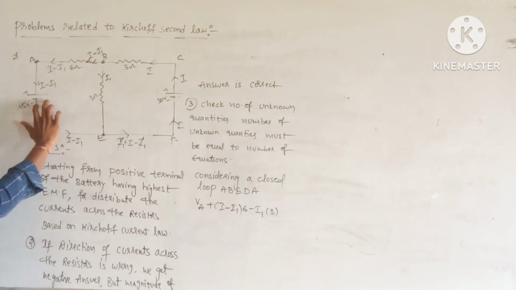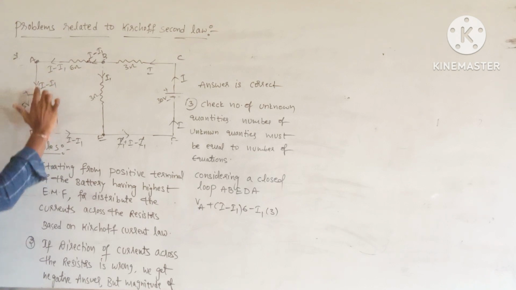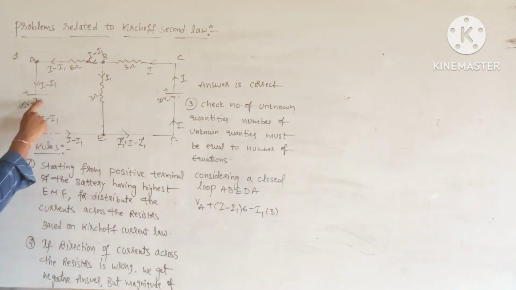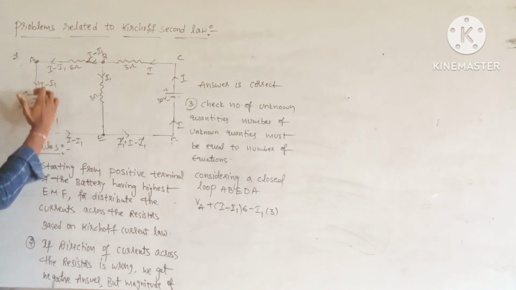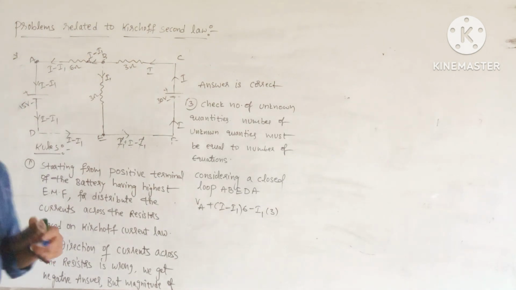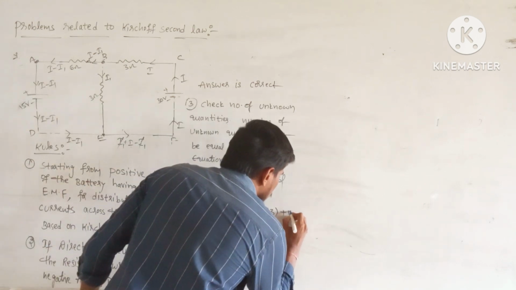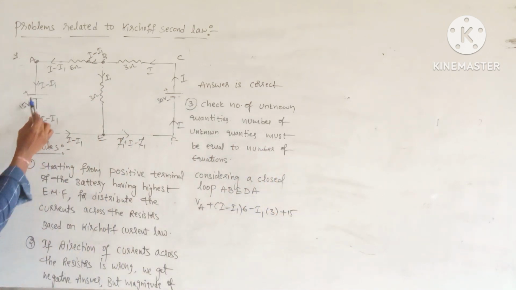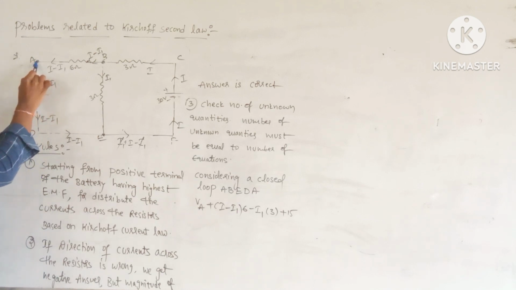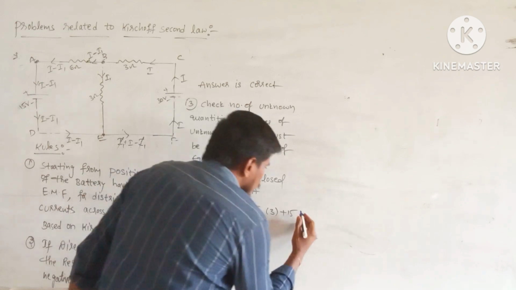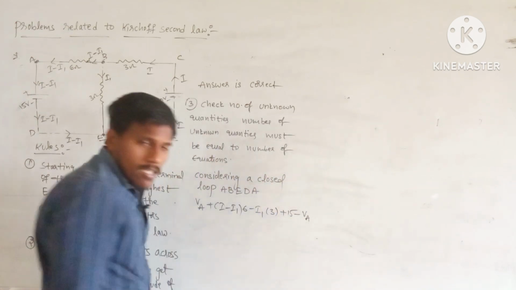In the path DA, we move across the cell from negative to positive. So when we move across the cell from negative to positive, what is the potential difference across the cell? Positive. Already we discussed this point in sign conventions. Positive means a rise of potential takes place. So plus 15. Now I am writing plus 15. Now finally I am reaching the same point, so I am writing minus VA.